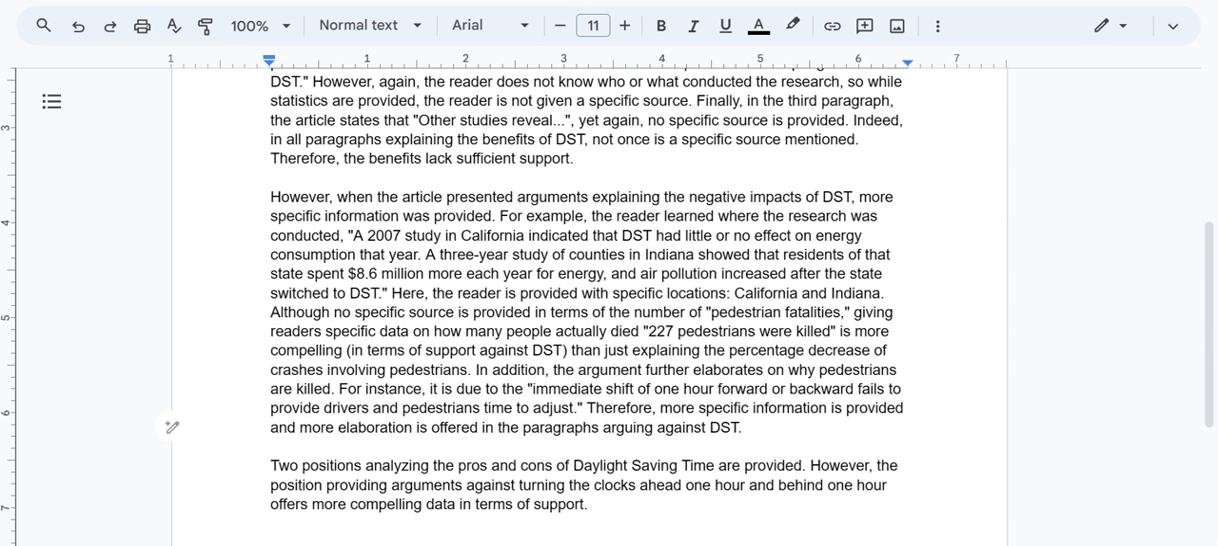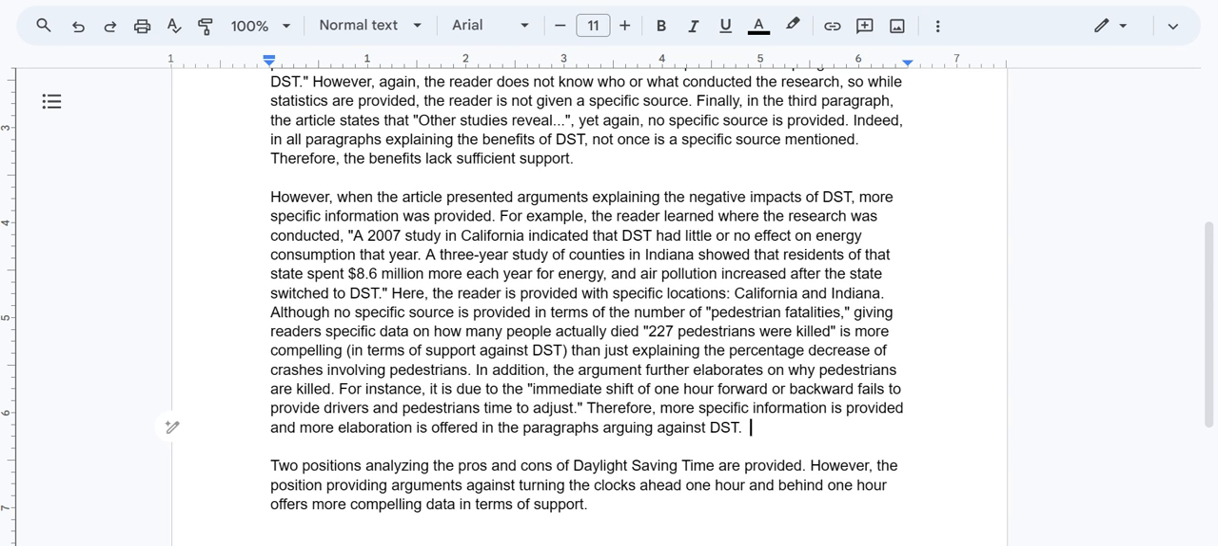Here, the reader is provided with specific locations, California and Indiana. Although no specific source is provided in terms of "pedestrian fatalities," giving readers specific data on how many people actually died, 227 pedestrians were killed, is more compelling in terms of support against DST than just explaining the percentage decrease of crashes involving pedestrians.